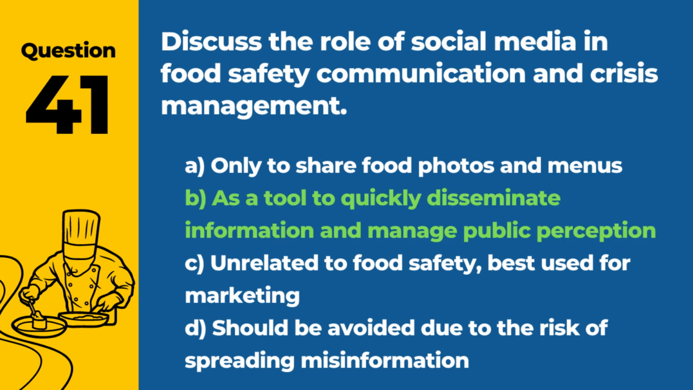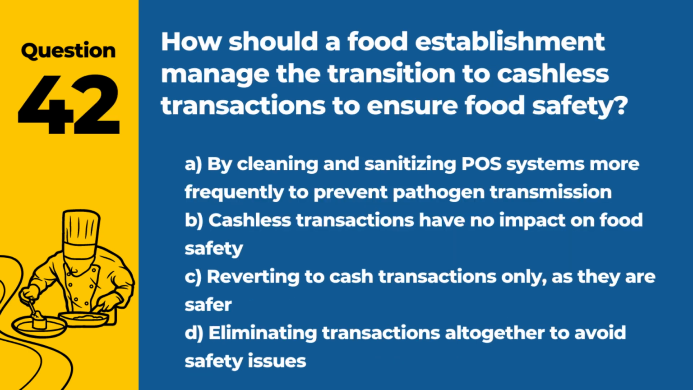Answer: B. As a tool to quickly disseminate information and manage public perception. Social media allows rapid communication with the public during a food safety crisis, helping to manage concerns and share important updates effectively. Question 42. How should a food establishment manage the transition to cashless transactions to ensure food safety?